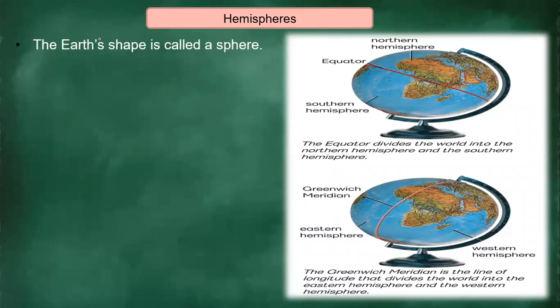Okay, so now we are going to look at the hemispheres. The earth's shape is a sphere. As I told you, the earth's shape is round. I want you guys to look at this picture here, and then I want one person to explain it for me and tell me what's happening in this picture here.